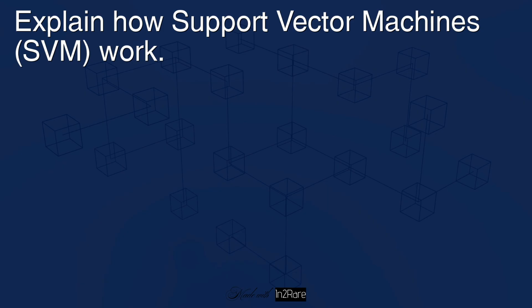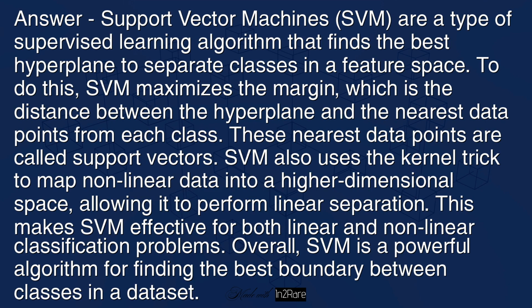Explain how support vector machines, SVM, work. Answer: support vector machines, SVM, are a type of supervised learning algorithm that finds the best hyperplane to separate classes in a feature space. To do this, SVM maximizes the margin, which is the distance between the hyperplane and the nearest data points from each class. These nearest data points are called support vectors. SVM also uses the kernel trick to map nonlinear data into a high-dimensional space, allowing it to perform linear separation. This makes SVM effective for both linear and nonlinear classification problems. Overall, SVM is a powerful algorithm for finding the best boundary between classes in a dataset.